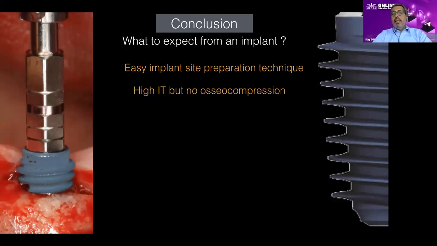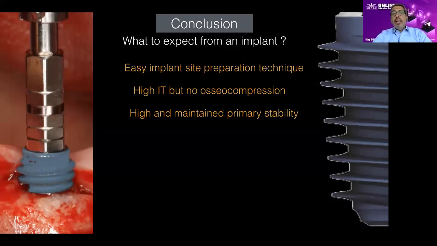We need an implant that can achieve high IT, but no osteocompression. And you could see that because of the geometry of the implant, because the implant site preparation was adapted to the core diameter of the implant, because we had very thin knife-like threads that could achieve this high IT but did not compress the bone. We could place these implants with very high values, and you see that radiographically and with a published follow-up of 12 months around these implants, we did not lose any bone around this implant.